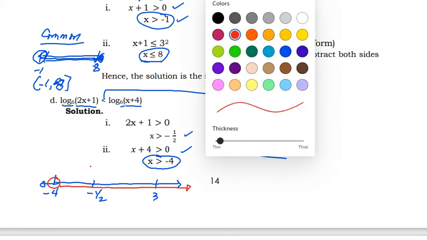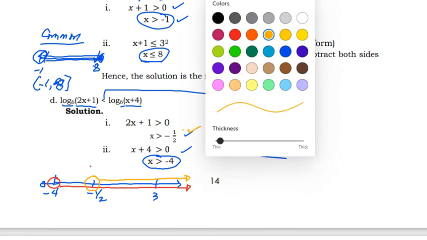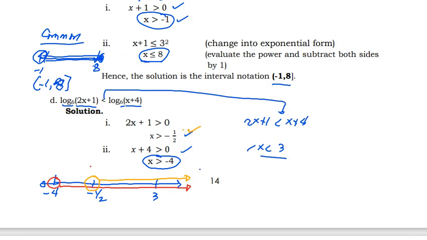Okay? That is the red. Now we will look at this one. Sabi naman niya, x is greater than negative 1/2. So hindi kasali ang 1/2, pero it goes to the right to positive infinity. Then we use the black or say blue. So sabi naman dito is x must be less than 3. So therefore, the 3 here is not included and it goes to the left, to the negative infinity. So where is the common?